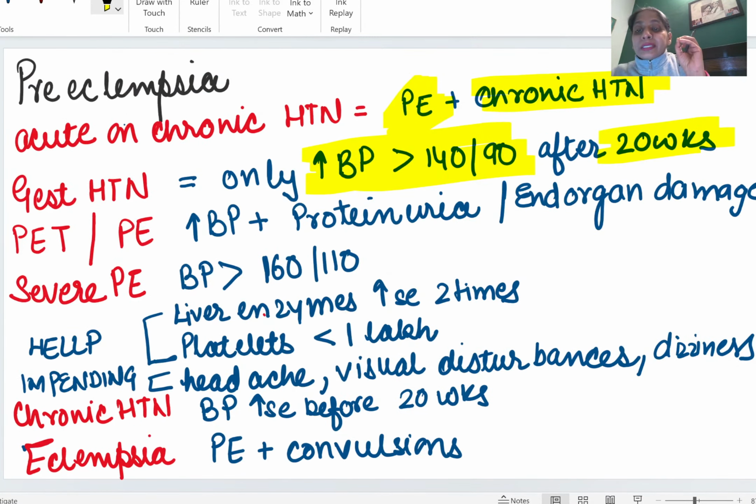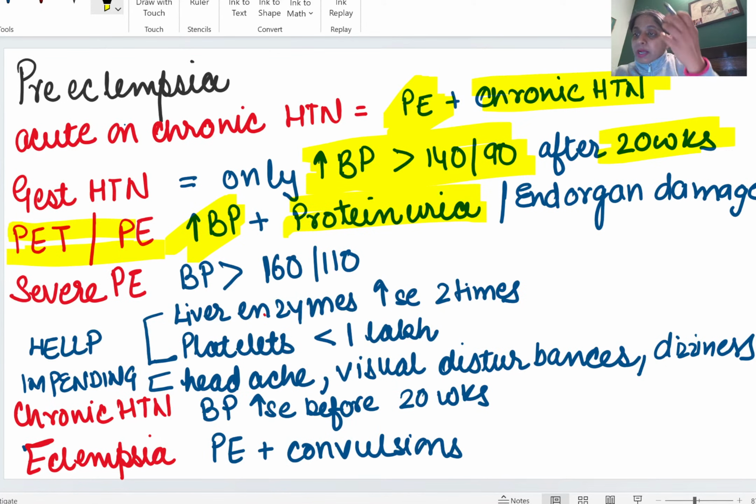So what is gestational hypertension? If BP increases more than 140/90 after 20 weeks. So if there is poor invasion, then there will be hypertension. Now, what is preeclampsia? If along with high BP there is proteinuria, proteins are also coming out in the urine, it means the vasospasm is of a severe variety, or there is end organ damage.